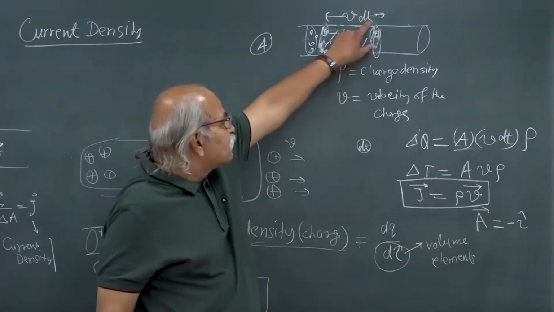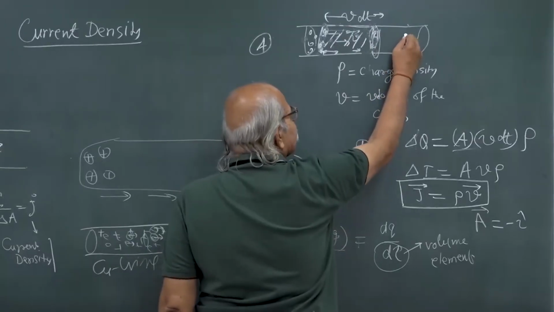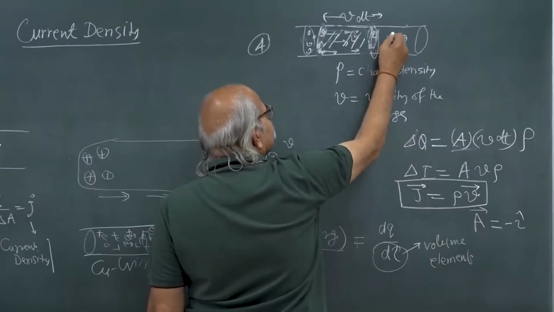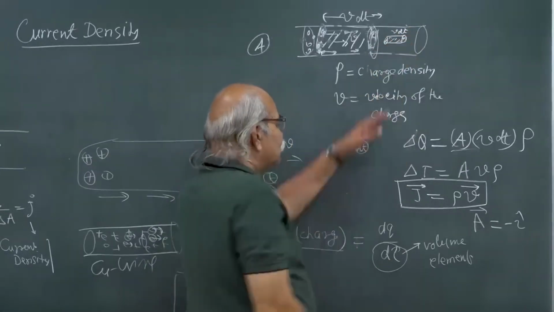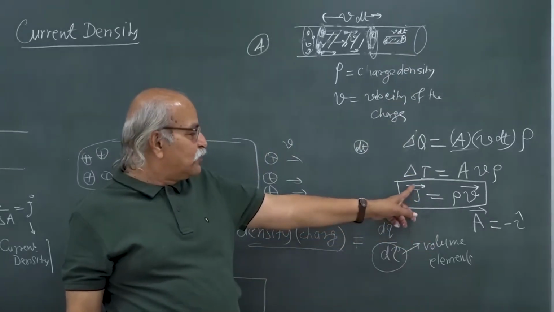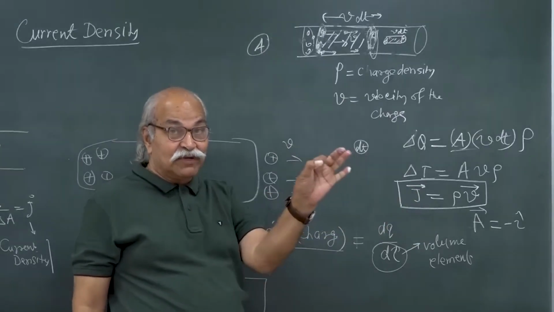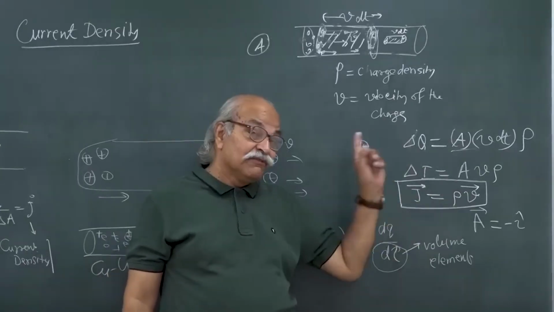I have taken the entire cross section, but the same thing can happen if you take a very small cross section. Then also you can make a cylinder of this length v dt, and the same equation will cover. And therefore, as I said, this is a point by point quantity defined at a point x, y, z, right? So that's the relation J equal to rho v. We will be using it.